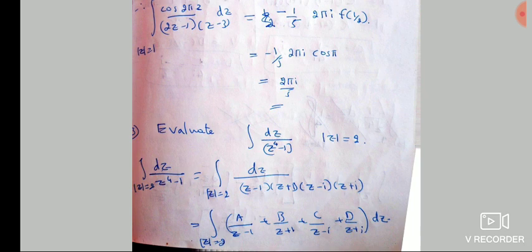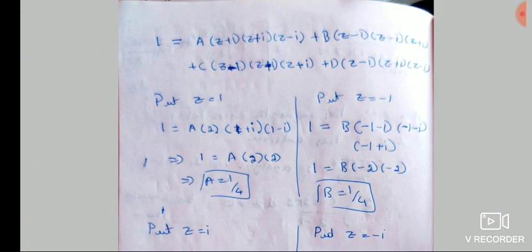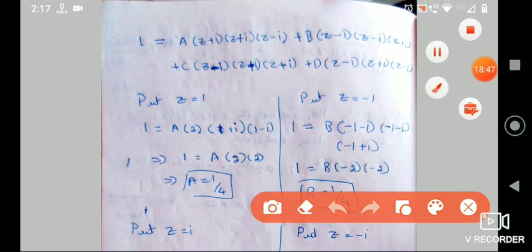Now I use partial fractions to solve this. So 1 by z minus 1 into z plus 1 into z minus i into z plus i, I can write as a by z minus 1 plus b by z plus 1 plus c by z minus i plus d by z plus i. I'll multiply the whole equation by that product, and I'll get this term. So I have to find what a, b, c, d are, right?